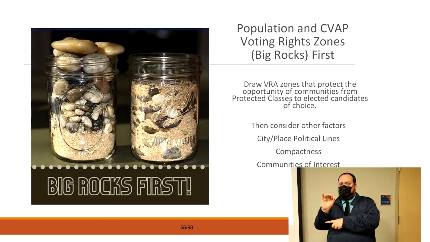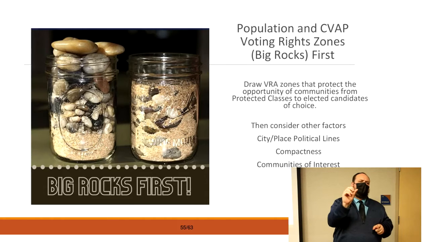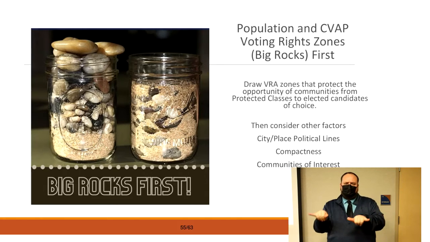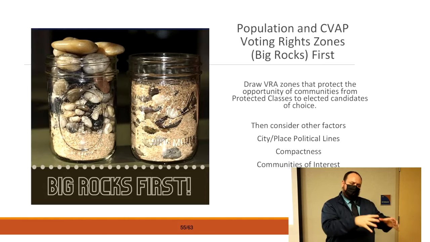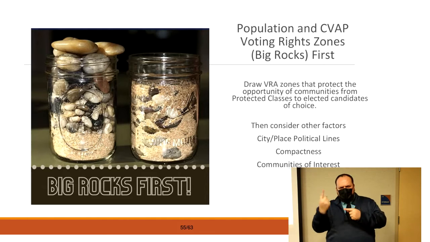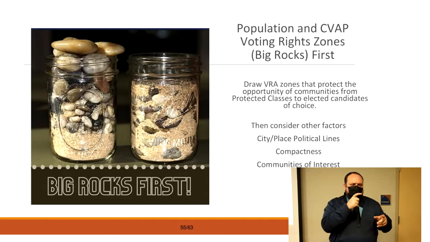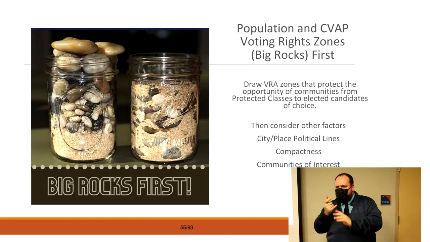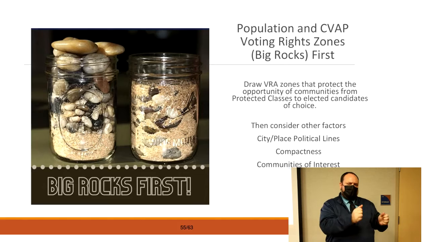Drawing VRA zones protects opportunity for communities from protected classes to elect candidates of choice, right? Then we consider other factors: city, place, political lines, compactness, communities of interest, and that would be the sand in our little jar that we have back here. But the most important thing is the big rocks: VRA, VRA, VRA.